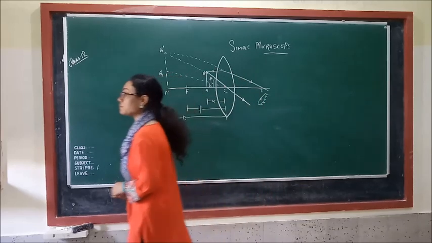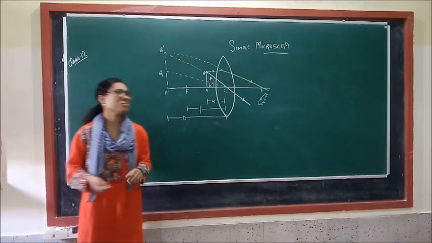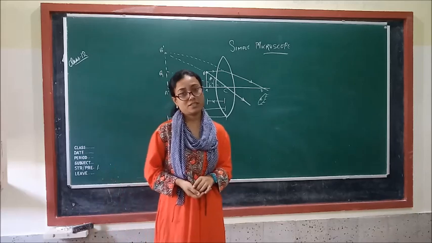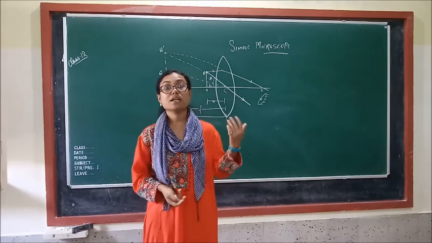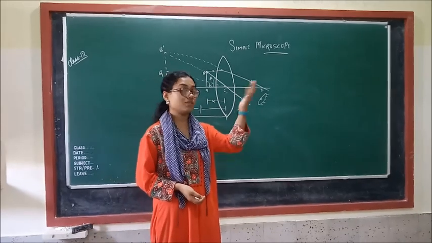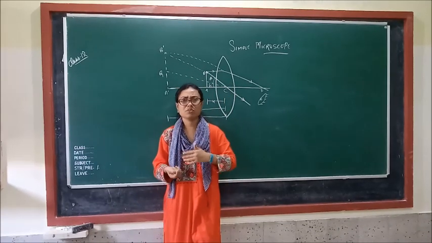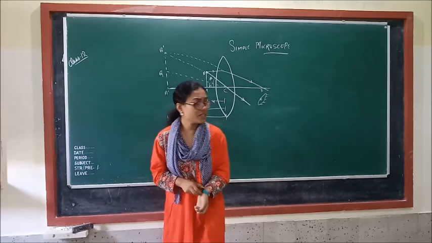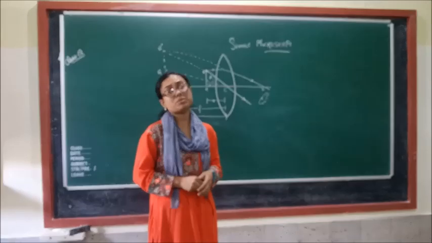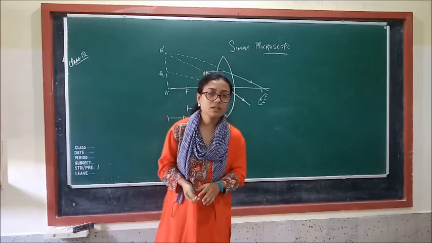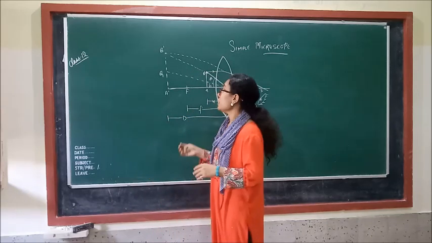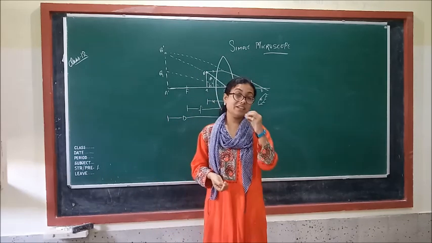So in optical instrument, our first topic is about the human eye. We already discussed in class 12. You discussed with your class 12 teacher about the human eye. So there will be so many points in the human eye that you can read from the NCERT book. That is very easy. Now, after human eye, there are defects.